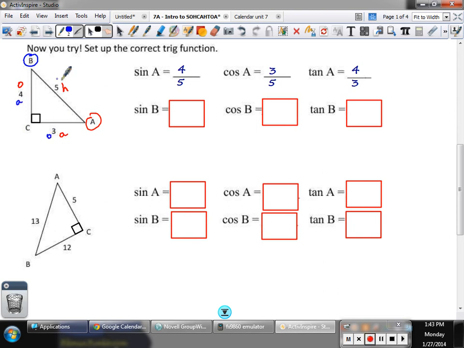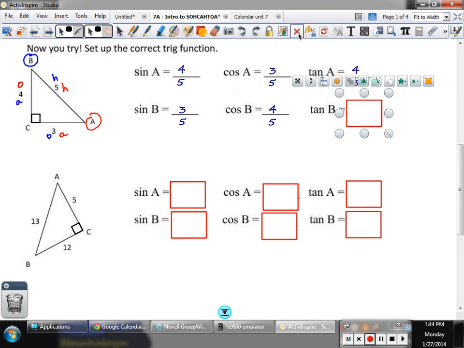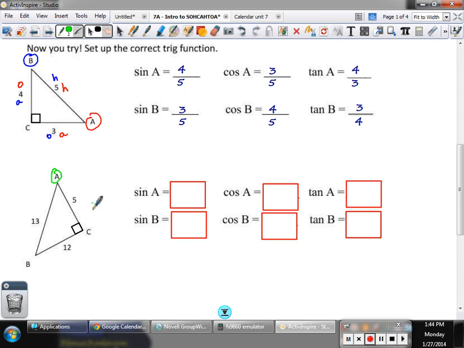The adjacent side is 4, and the hypotenuse is still 5 right there. So let's take a look then at sine of B, which should be 3/5. The cosine of B is 4/5, and the tangent of B is 3/4. We do the same exact exercise, or the same exact mental stuff here for A.